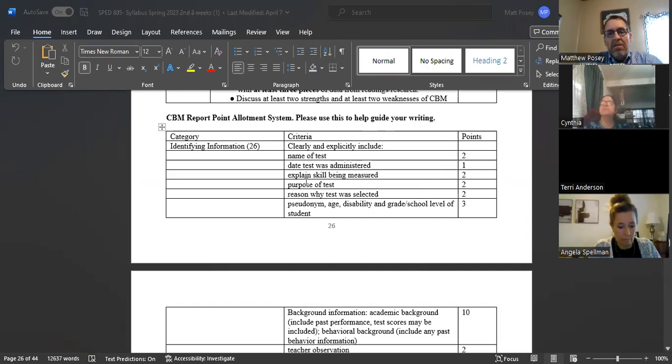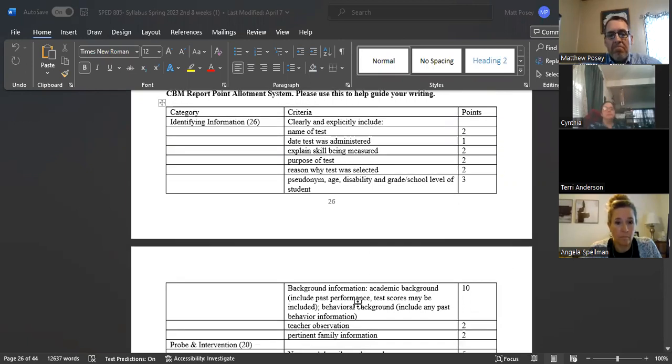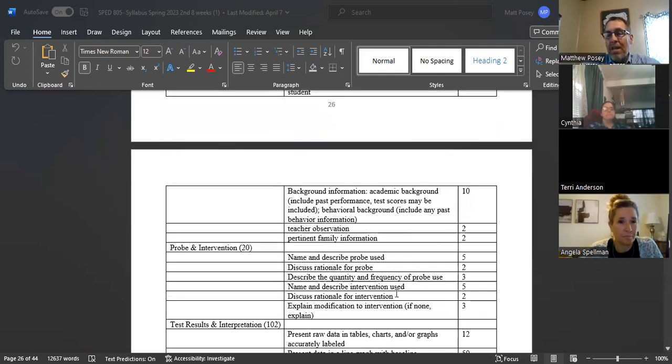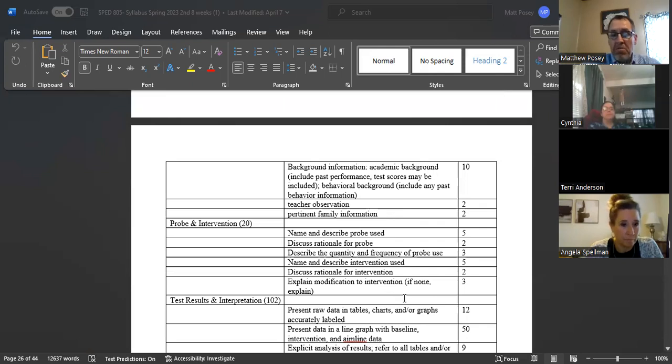So the rubric is a little bit different from the first two reports you did. Identifying information is pretty much the same, with the same information we're looking for: name of test, date, purpose, reason, pseudonym of the student, age, disability, a little bit about background, teacher observation, and any family information you provide. The one section that is new compared to the first two reports is the probe and intervention section.